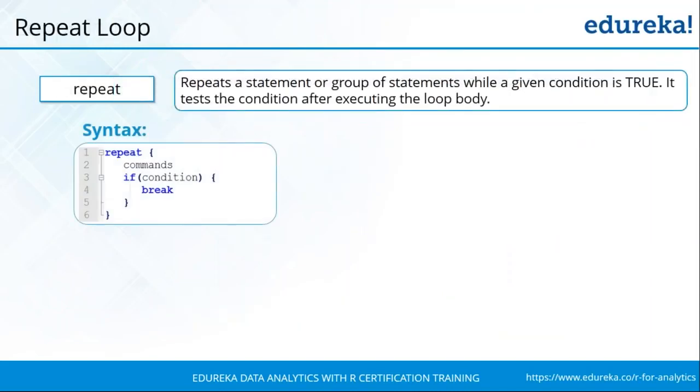Now, the repeat loop basically helps you execute a group of statements any number of times until the condition that you have specified inside it turns false. And this condition is always checked after the statement is executed.